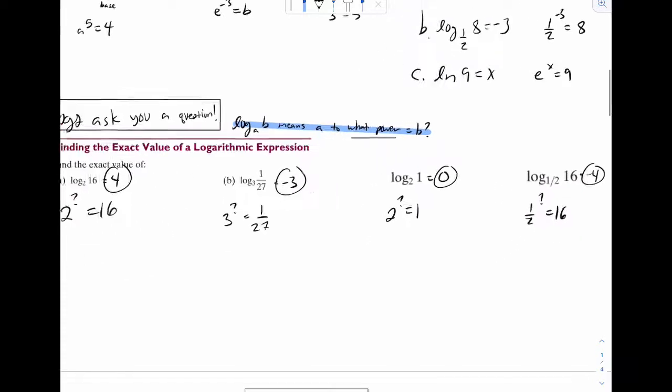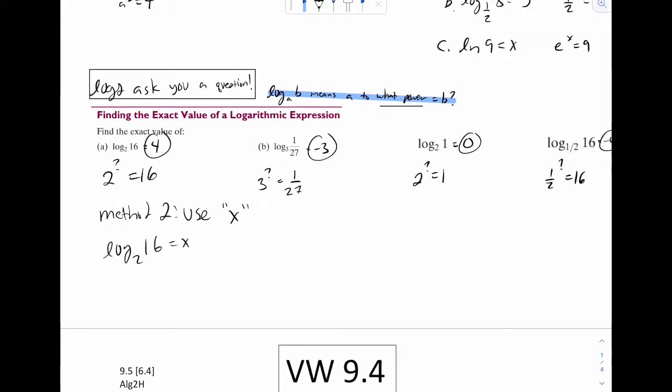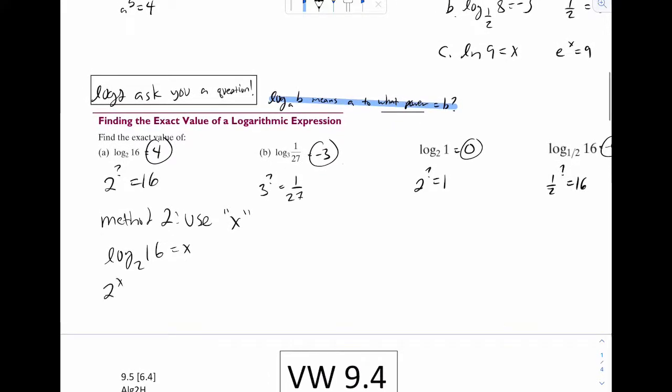Now there is a second method, because some people don't like that method. Method 2 is you actually use x. So this is what some people do. They just write log base 2 of 16 is equal to x. And then they just convert to exponential form. That would be 2 to the x equals 16. And then just solve it. 2 to the x equals 2 to the 4. X must equal 4. And you apply that to all of them.